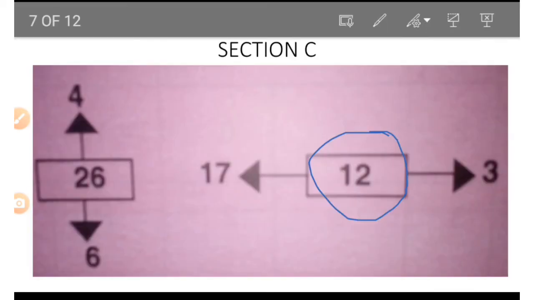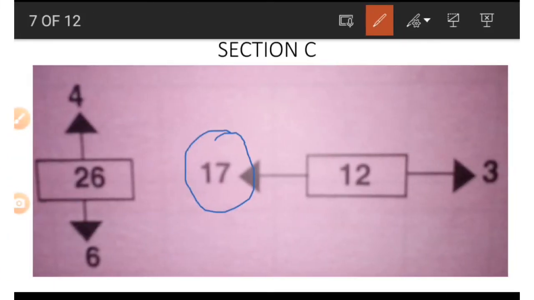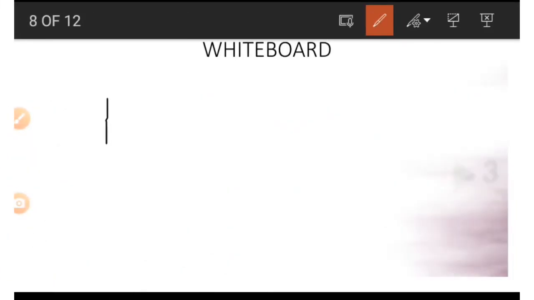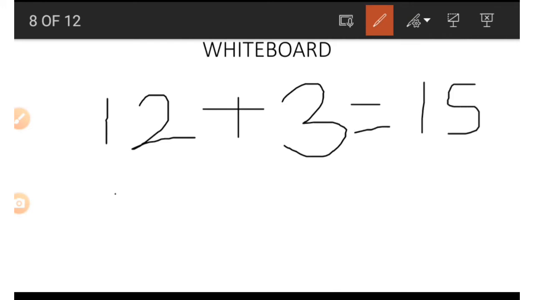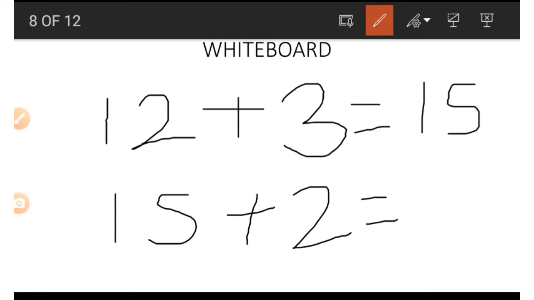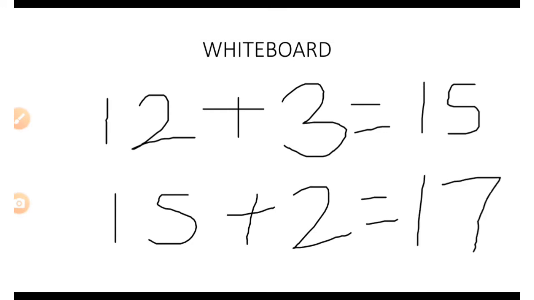The next number we are going to try to get here is 17. So we add the number at the edge, 3, to the middle number. That gives us 15. Then to that 15, we add the imaginary 2. That gives us a 17. So that's how we get the 17.